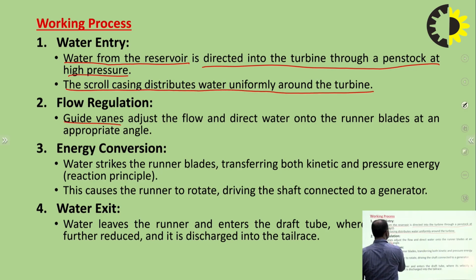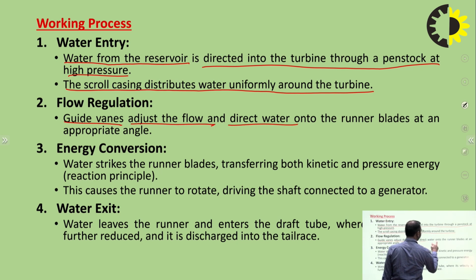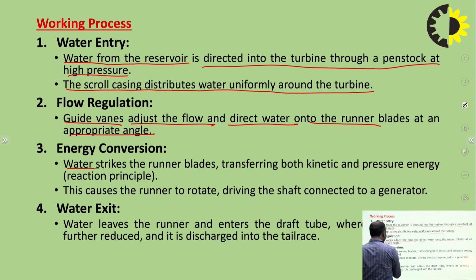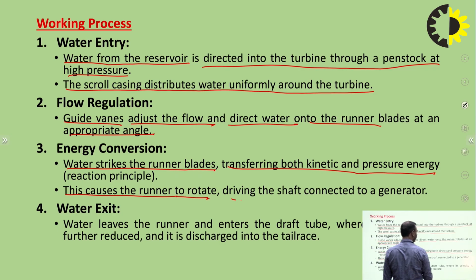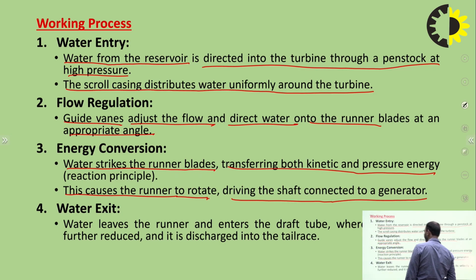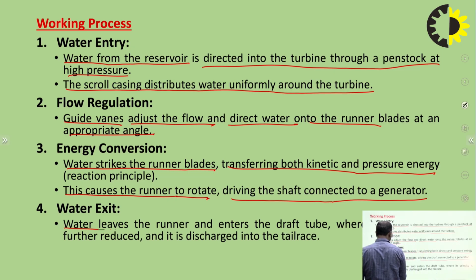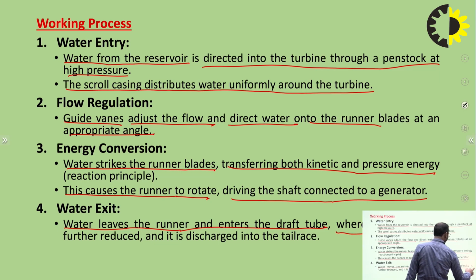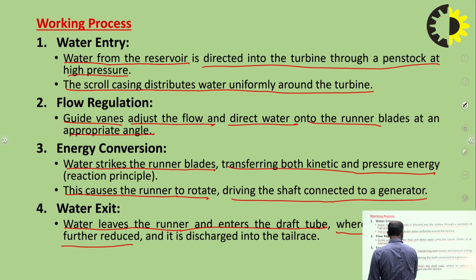Then guide vanes adjust the flow and direct water onto the runner blades at an appropriate angle. After that, water strikes the runner blades, transferring both kinetic and pressure energy. This causes the runner to rotate, driving the shaft connected to a generator. Finally, water leaves the runner, enters the draft tube, where its velocity is further reduced and it is discharged into the tail race.